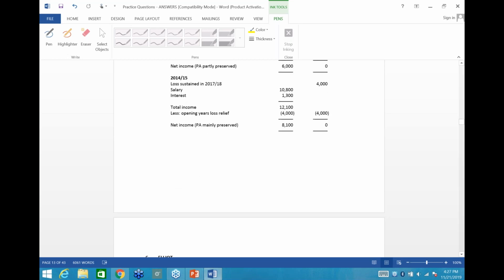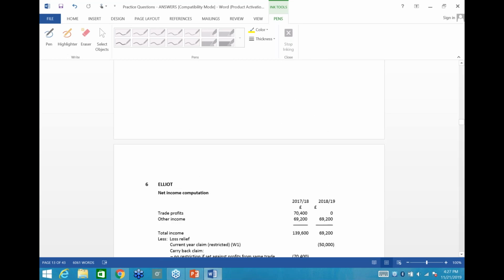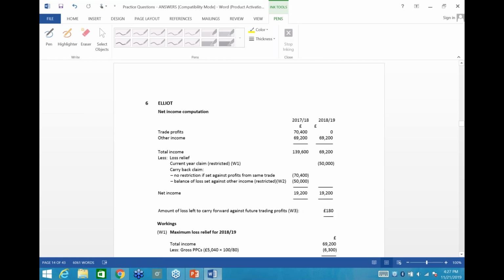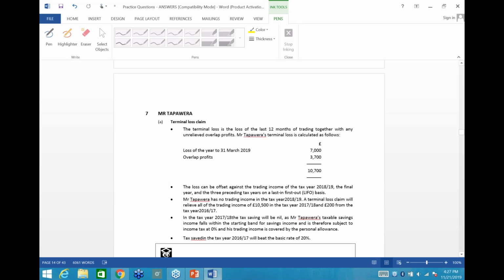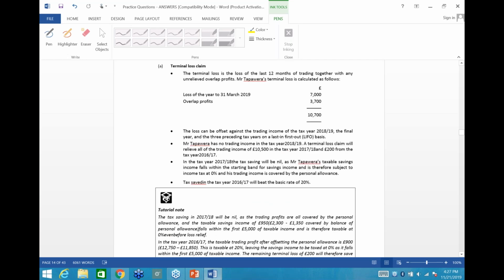So remember, when it comes to the opening year relief or relief against total income, you have the privilege of setting off your trading losses against the total income, not just limited to trading profit. So it's a special relief available. You can consider any income, including salary, property, savings income, dividend income, anything. So the trading loss you carry back for 3 tax years and set it off against the total income in those tax years. That's how the opening year relief works. Now let me explain the terminal loss relief here.